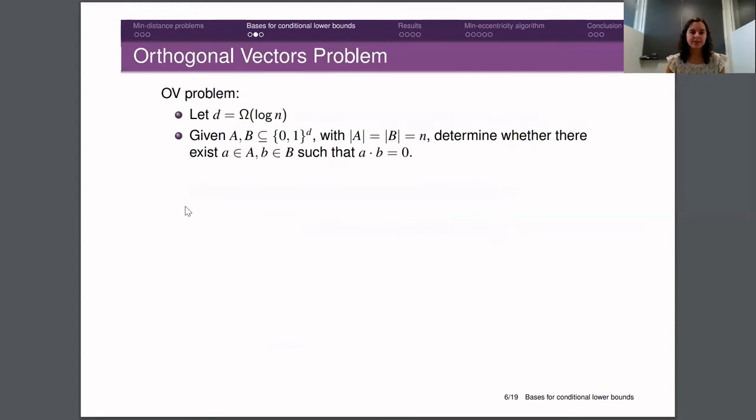So the orthogonal vectors problem is basically about, okay, so you have two sets of vectors, and you want to know if there's a pair of vectors that are orthogonal to each other. In other words, a pair of vectors whose dot product is 0.